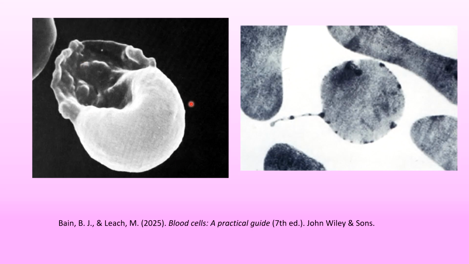This is a scanning electron microscopic picture of a hemighost cell. This is where the Heinz body was bitten off by the spleen. This is another similar picture in the peripheral blood. The picture on the right is a transmission electron microscopy of the same Heinz body containing hemighost cell.